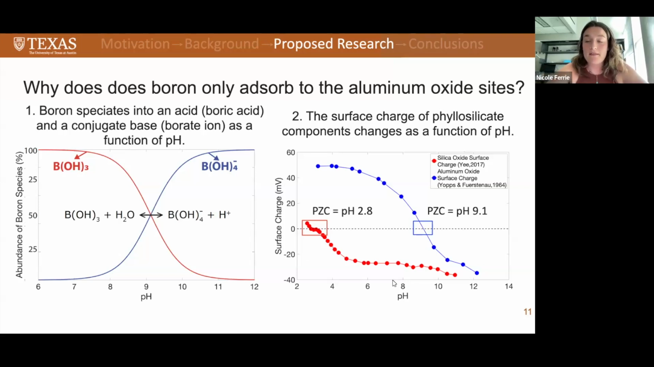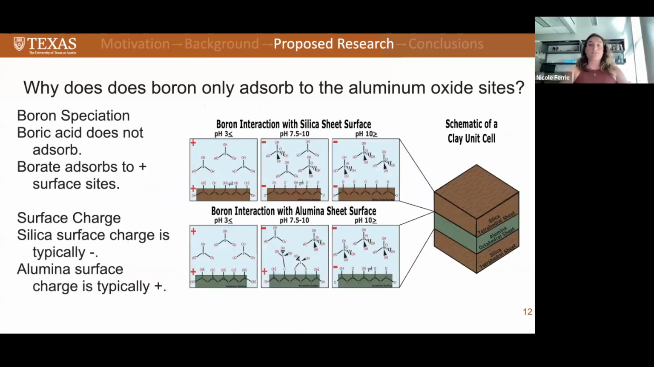Now, within the typical range of pHs of subduction zones from 7.5 to 8.1, we see that silica oxide, which is in the red, is going to be predominantly negatively charged, and aluminum oxide, which is here in the blue, is going to be predominantly positively charged, which leads to this trend. I have a figure here of silica oxide and aluminum oxide, and then I have how boron in solution is going to interact with the silica oxide surfaces and the aluminum oxide surfaces.